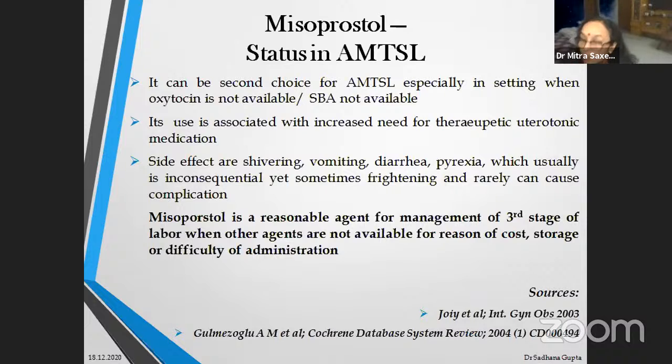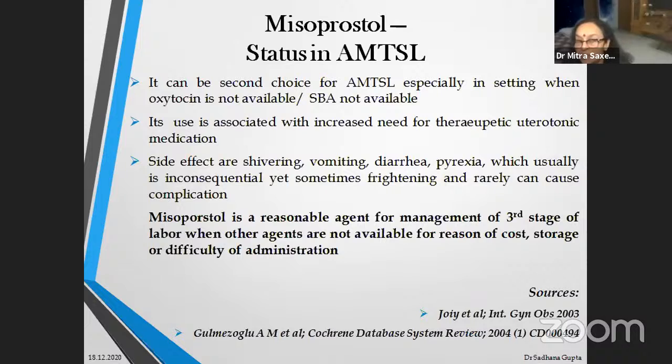And so the PPH has really come down in my own particular practice. I think AMTSL is the cornerstone: IM syntocinon within a minute. That is the most important thing. And anything about the use of misoprostol? Many people say that there is no need of this. I have stopped misoprostol totally for the last 4 or 5 years, AMTSL in normal delivery and cesarean sections.